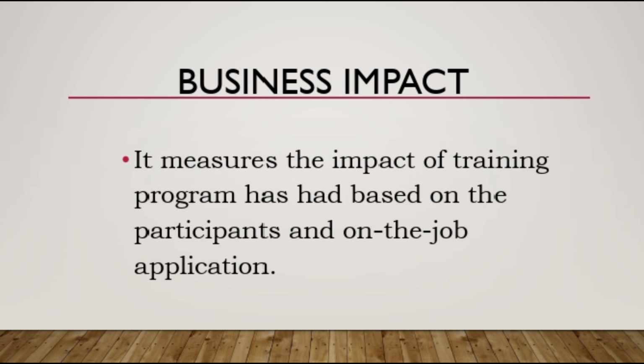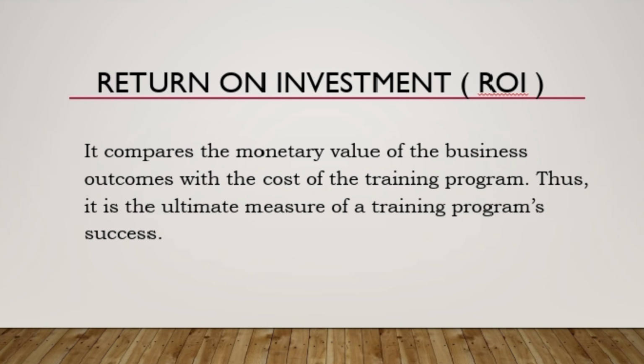Fourth is the business impact. This measures how a training program influences participants' job performance, evaluating factors like productivity, output, punctuality, and quality of work. Fifth is the return on investment, or ROI. This compares the financial outcomes of the training program to its cost, making it the ultimate indicator of a program's success. This Phillips model is an extension of the Kirkpatrick model. It emphasizes measurable results to assess training benefits.